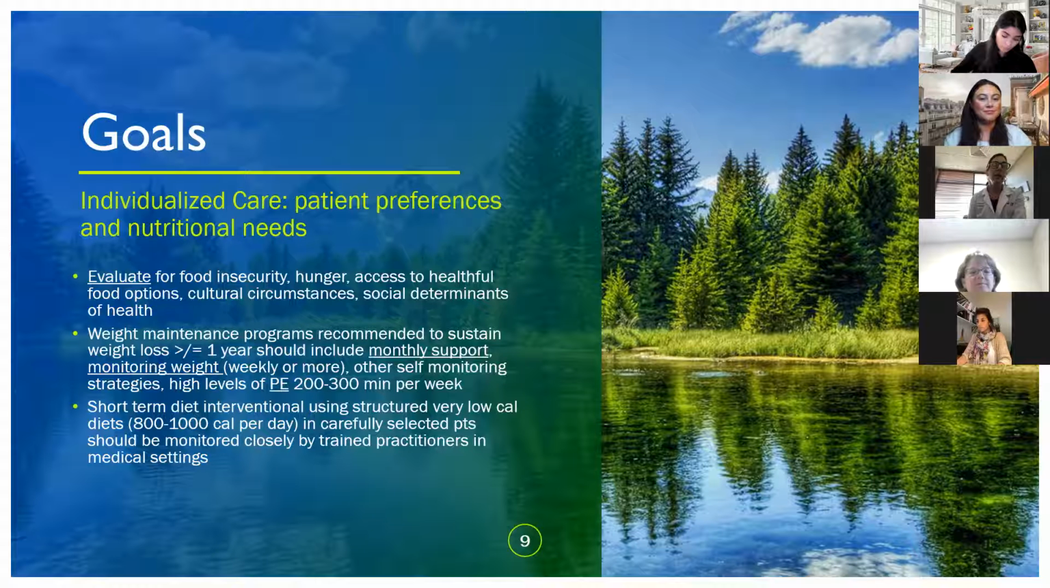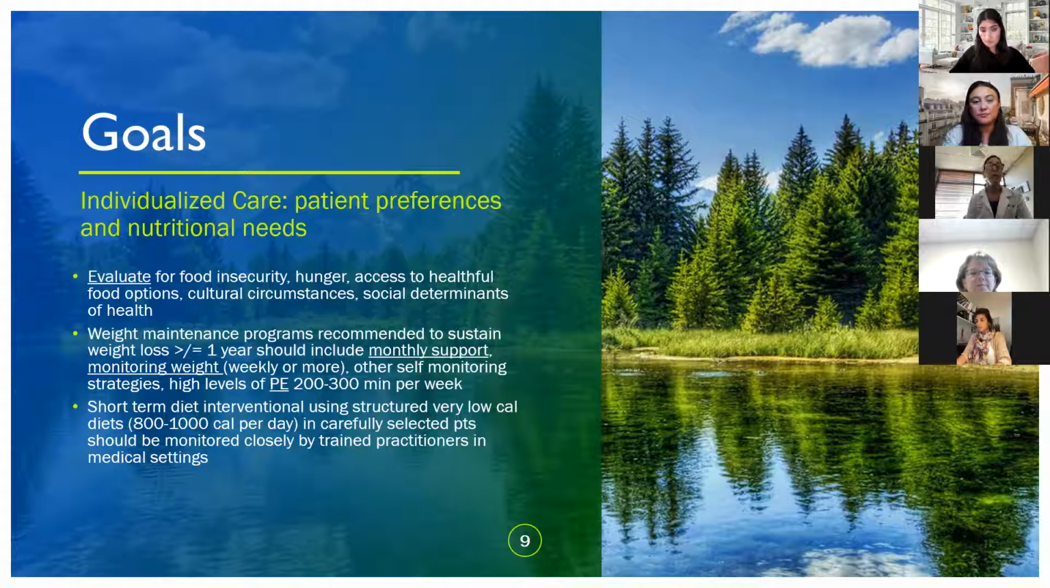So again, as I mentioned, you want to consider the patient preferences. You want to evaluate if they have the proper foods available, if they're hungry, if they're healthy options. You want to also include their cultural preferences. So in order to maintain weight programs, we recommend that they sustain weight loss for at least a year or more. That's going to require, again, a lot of work, sometimes monthly support in just monitoring weight and their activity level. Sometimes I offer patients, if we can't get access to them as quickly, oftentimes I'll say, look into the community and see if you can get into support groups and things like that.